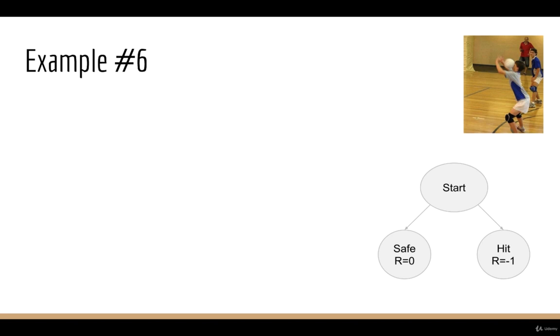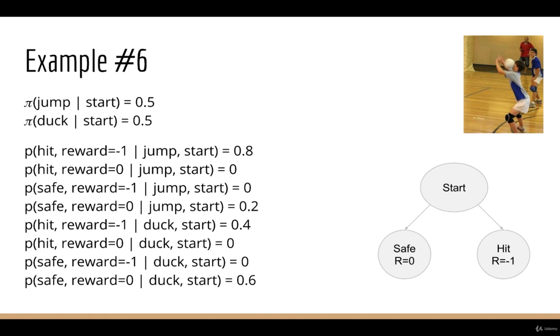So to continue on with this example, let's use these probabilities. The probability of jumping, given that you're in the start state, is 0.5. Probability of ducking is also 0.5. Next, we have the state transition probabilities. So the probability of getting hit and getting a reward of -1, given that you jumped, is 0.8. Probability of getting hit and a reward of 0, given that you jumped, is 0. Probability that you don't get hit and the reward is -1 is also 0. And the probability that you don't get hit and the reward is 0, given that you jumped, is 0.2.